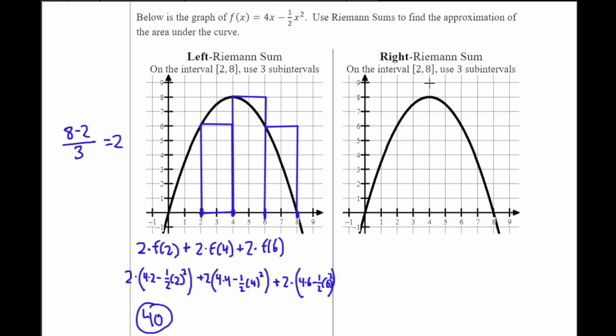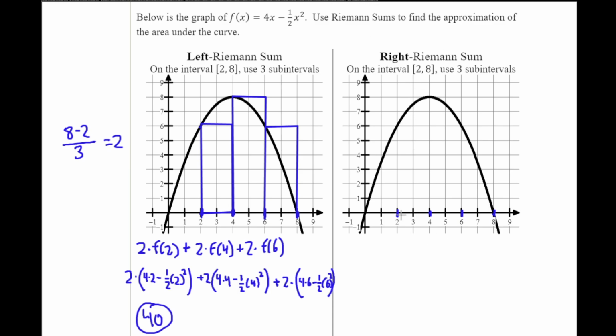So this next one here is the right Riemann sum. Same interval and 3 subintervals as well. So it's from 2 to 4, 4 to 6, 6 to 8 as the widths of the 3 rectangles. So you can try this. This is now the right Riemann sum instead of the left. You can try this on your own, pause it, or you can follow along with me as I do this.